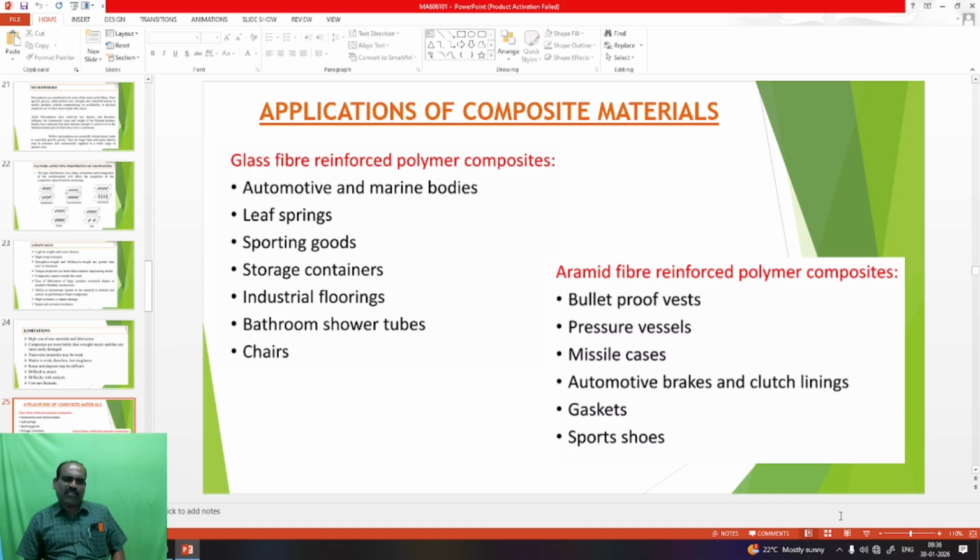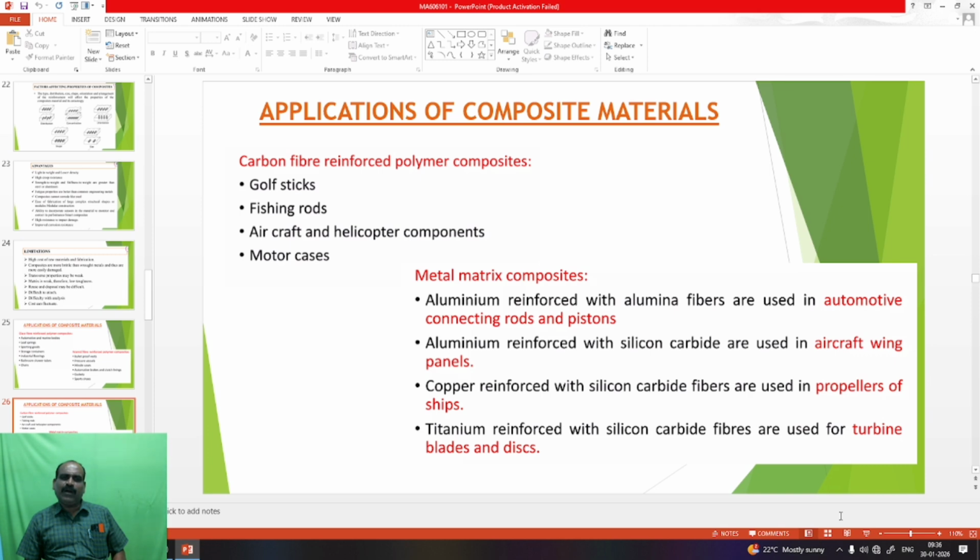Application of the composite materials: glass fiber reinforced polymer composites are applied in the field of automotive and marine bodies, production of leaf springs, sporting goods, storage containers, industrial floorings, bathroom shower tubs and shafts. Whereas aramid fiber reinforced composites are applied in bulletproof vests, pressure vessels, missile cases, automotive brakes and clutch linings, caskets and sports shoes. Similarly, carbon fiber reinforced polymer composites are applied in the making of golf sticks, fishing rods, aircraft and helicopter components and motor cases.